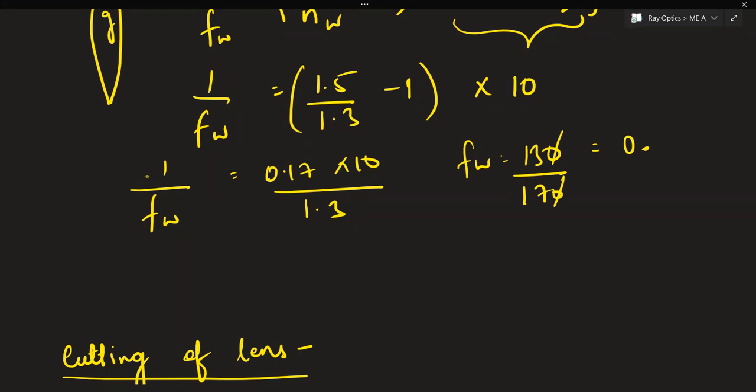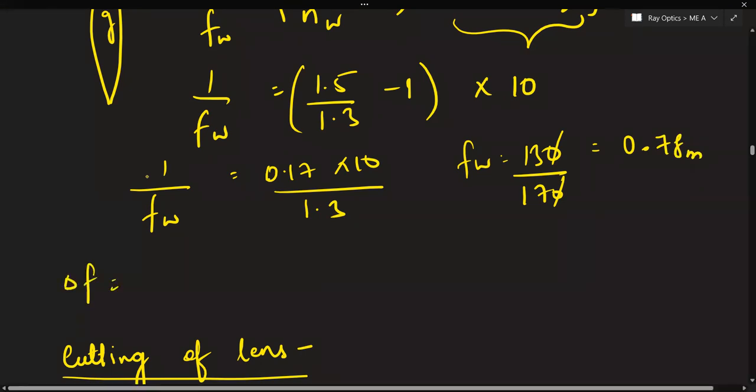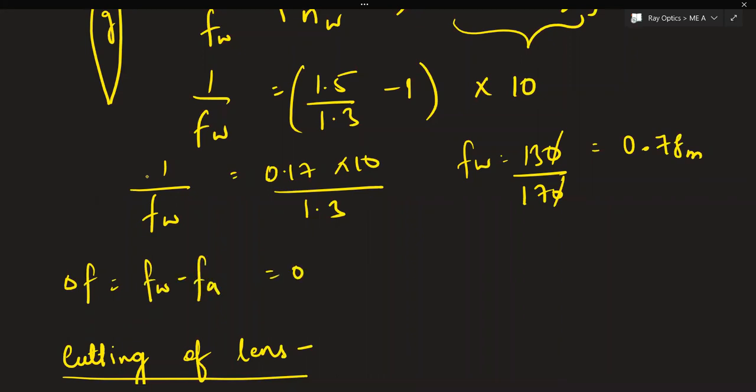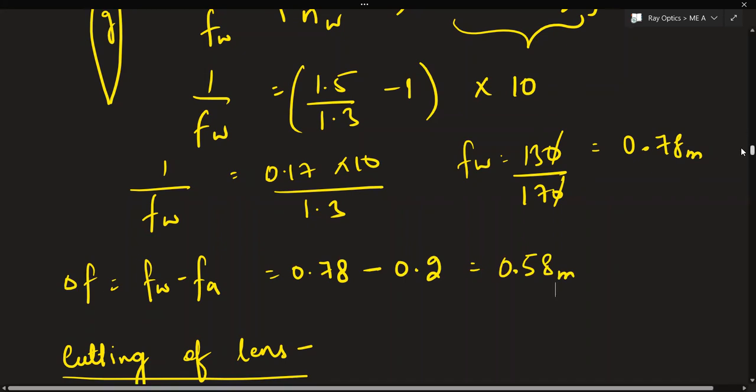Then if we add, it will be around 0.7 something, 0.78. Just check the answer. Now, the change in focal length will be what? Focal length in water minus focal length in air. So that makes it 0.78 minus 0.2. So this will be 0.58 meters.